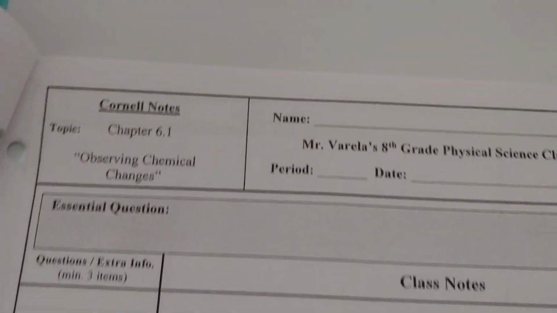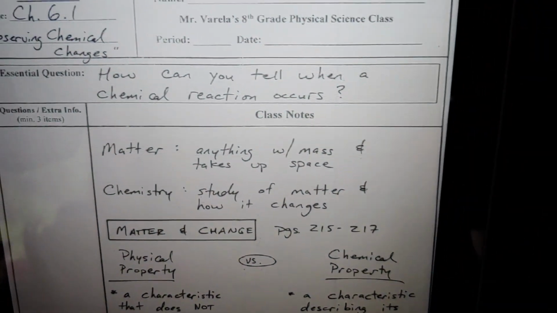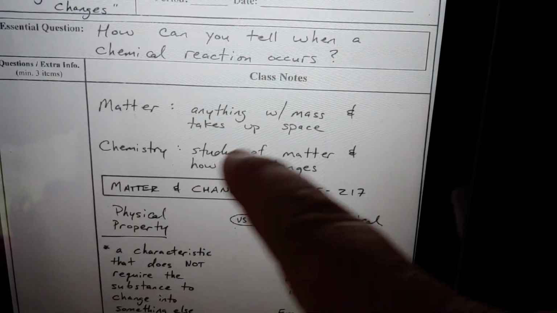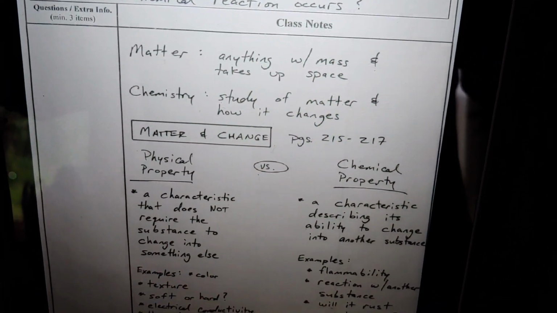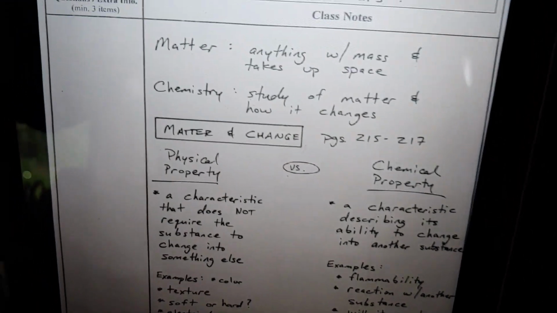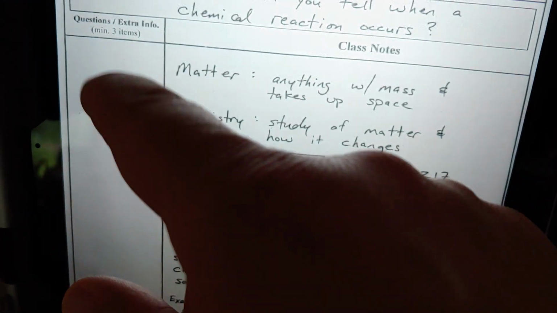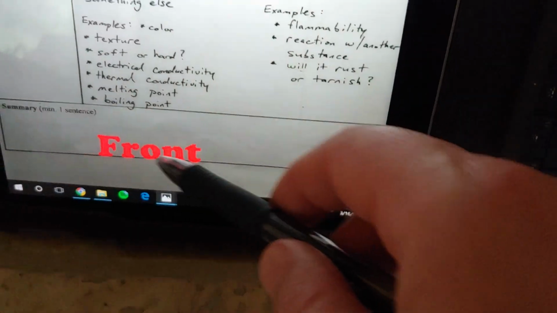Chapter 6.1, Observing Chemical Changes. Here are the notes. I'll put it up here on the screen. This is available on my website. If you want, you could always pause the video and copy the notes, but it's available on my website. I'm going to go fast because the lecture is only for the Cornell Notes that go here on the side and then the summary.